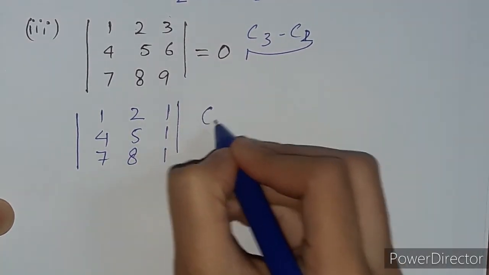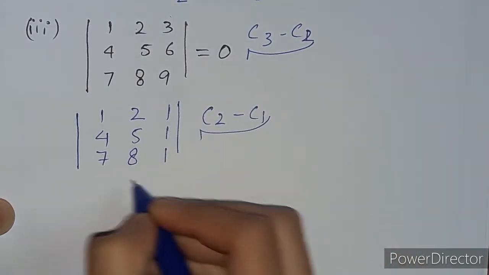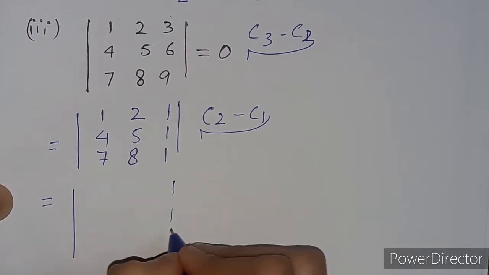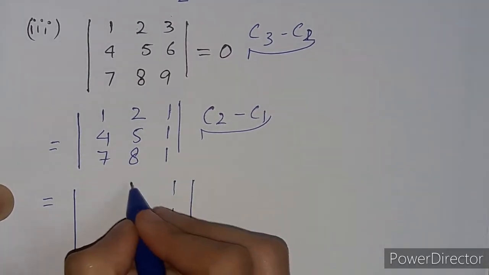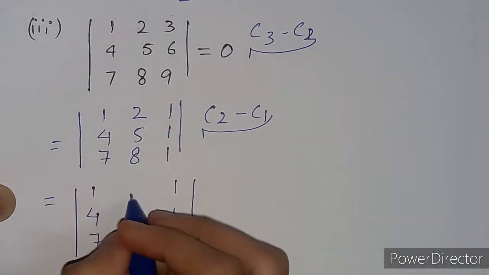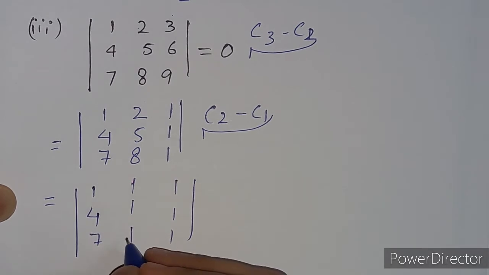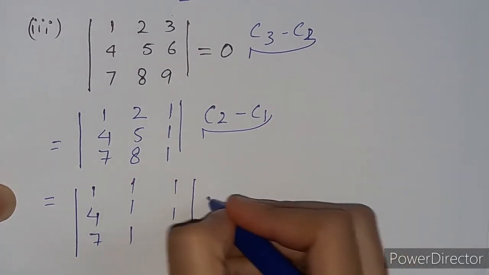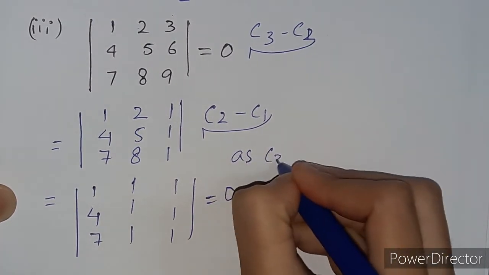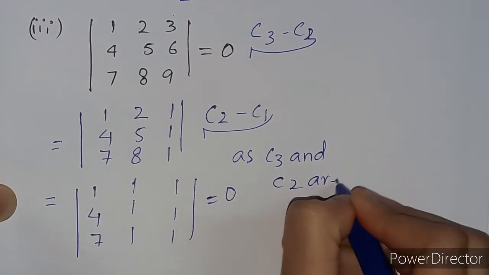Then we are subtracting column 2 from column 1, so it will be like this, column 3 remains the same and column 1 remains the same. 2 minus 1, 1, 5 minus 4, 1, 8 minus 7, 1. So it is equal to 0, as C3 and C2 are identical.